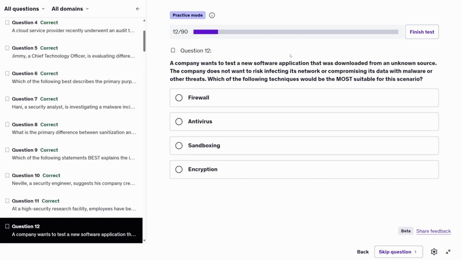A company wants to test a new software application that was downloaded from an unknown source. The company does not want to risk infecting its network or compromising its data with malware or other threats. Which of the following techniques would be most suitable for this scenario?